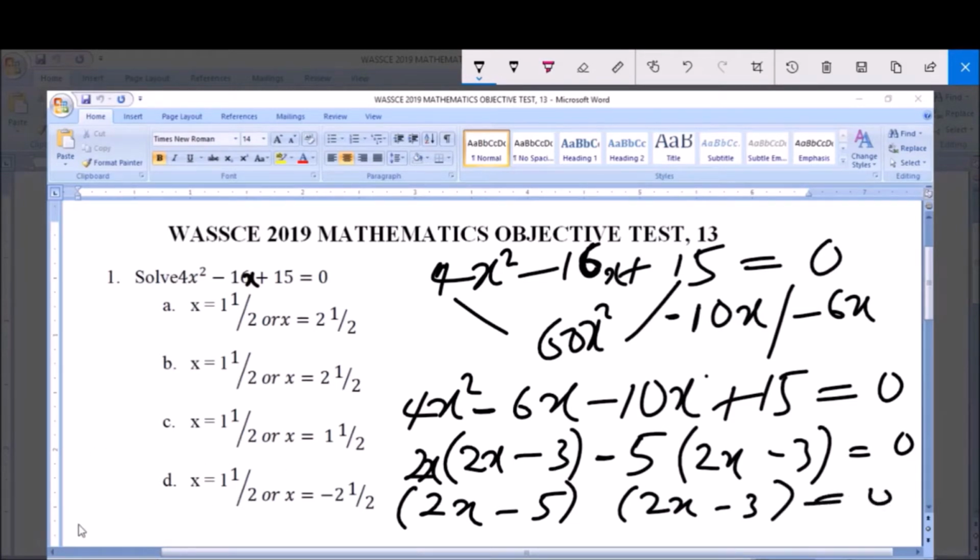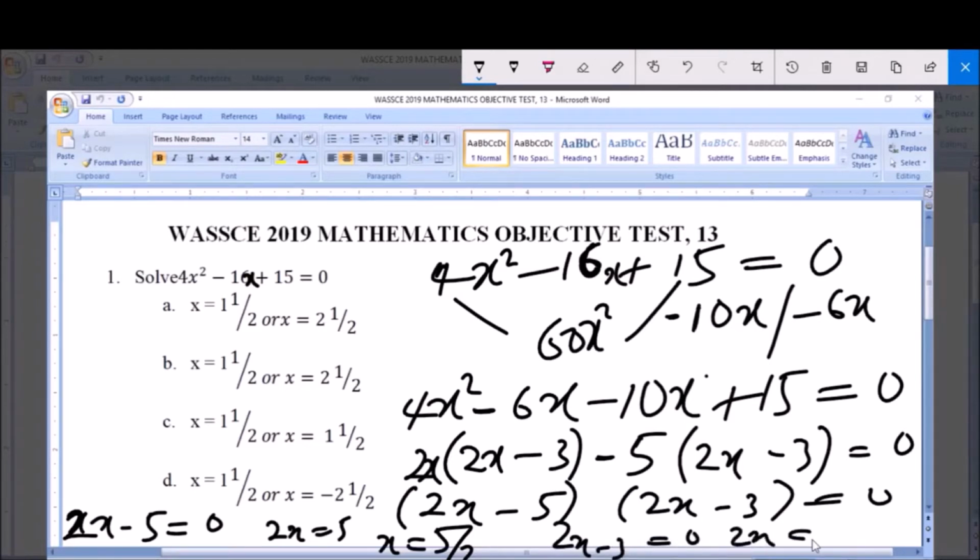So now to get the first x, you say 2x minus 5 equals 0. 2x will be equal to 5. x will be equal to 5 over 2. For the second x, we have that 2x minus 3 equals 0. So 2x equals 3, and x equals 3 over 2. So we have 5 over 2 and 3 over 2 as our answers.